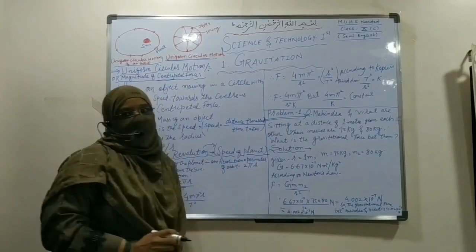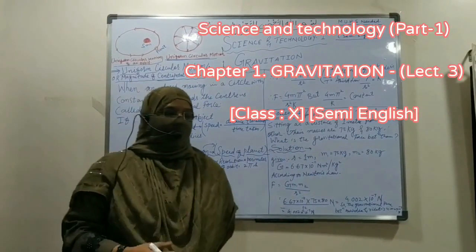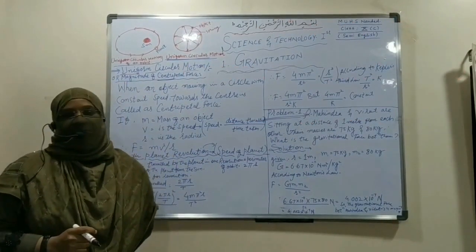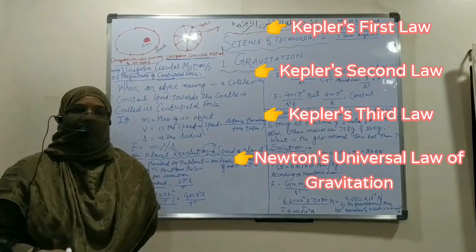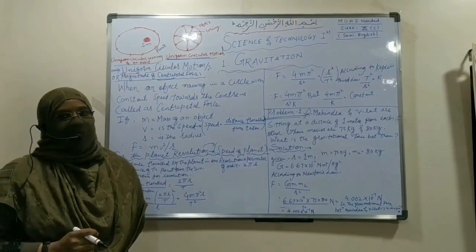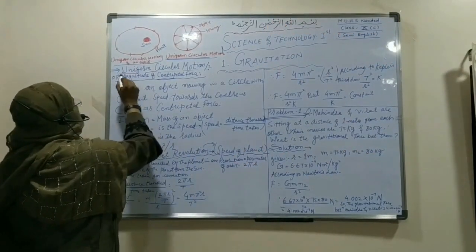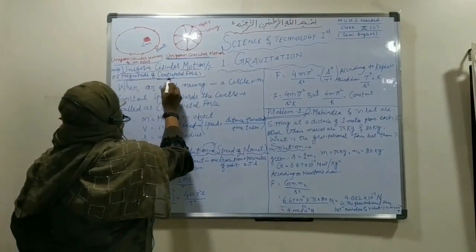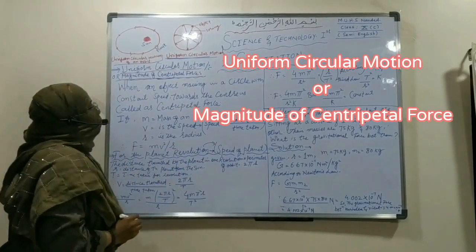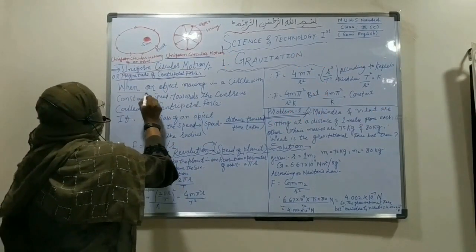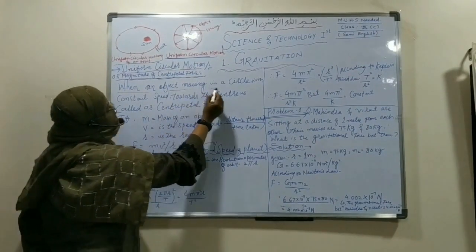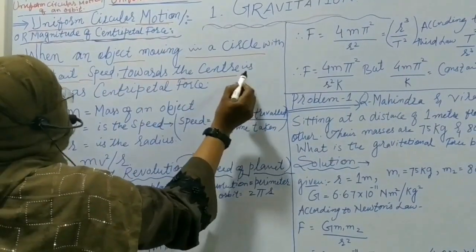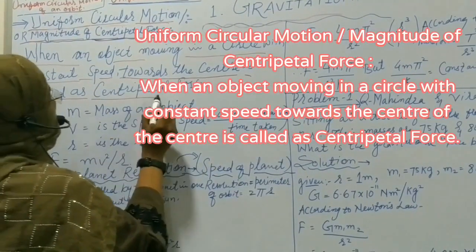Dear students, our lesson is Gravitation. We have studied in our last lecture Kepler's three laws, first law, second law and third law, and Newton's universal law of gravitation. In this lecture, we will study uniform circular motion and the magnitude of centripetal force. So what is this? It is when an object moving in a circle with a constant speed is pulled towards the center, which is called centripetal force.